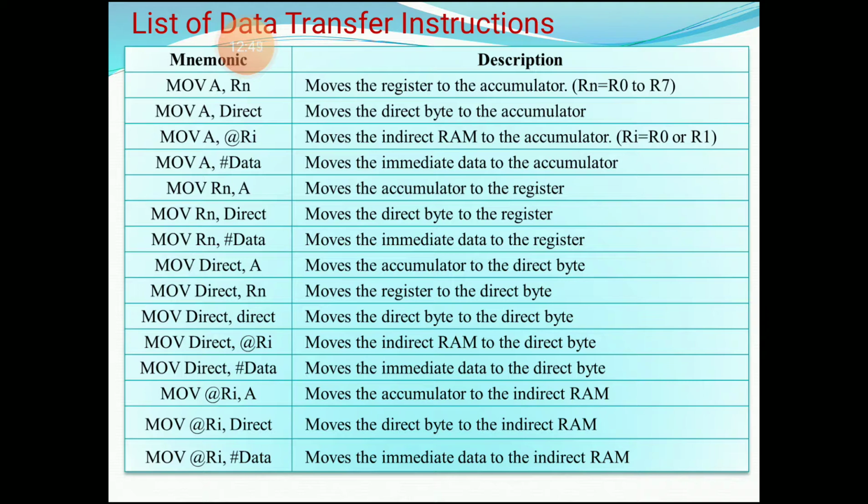MOV Rn, direct belongs to direct addressing mode. It copies the data from the address specified in the instruction to the register Rn. So these are the various instructions to perform the data transfer operation, directly or indirectly or immediate or register indirect, depending upon the addressing mode. The controller transfers the data from the source to the destination. The source may be either a register or direct memory or indirect memory or immediate addressing modes.